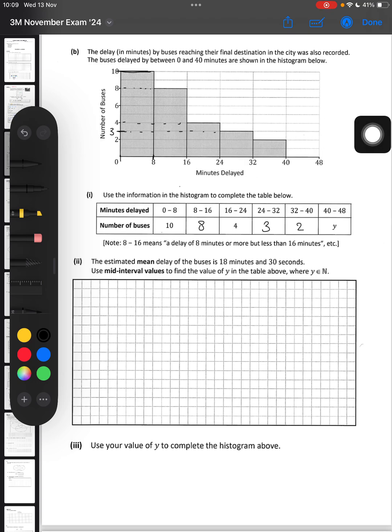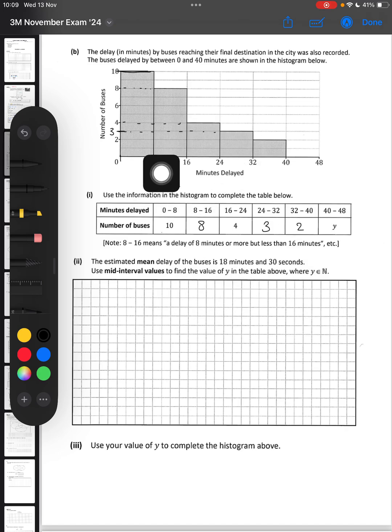It says the estimated mean delay of the buses is 18 minutes and 30 seconds. Now, why does it say estimated? It's because we're using mid-interval values. We don't know the exact number of minutes that those 10 buses were delayed between 0 and 8 minutes. We just know it's somewhere between 0 and 8. That's why they're saying they estimated a mean. It's 18 minutes and 30 seconds.